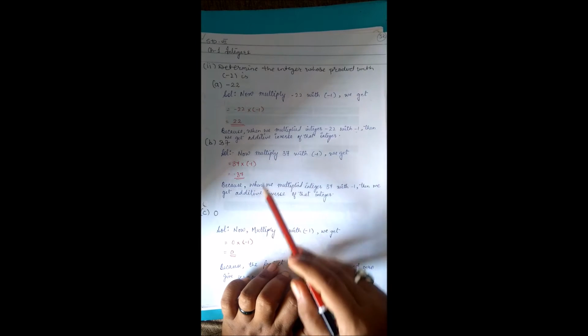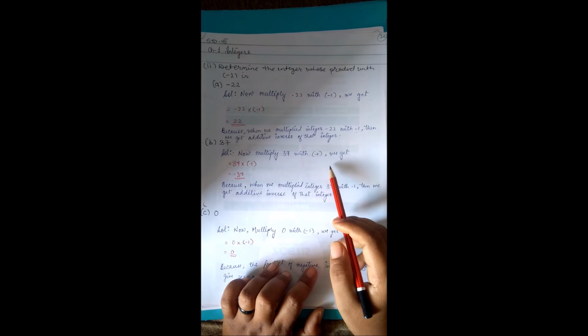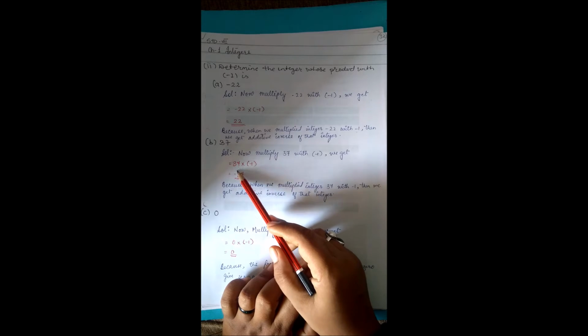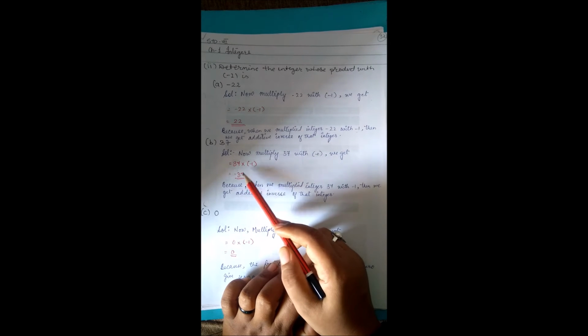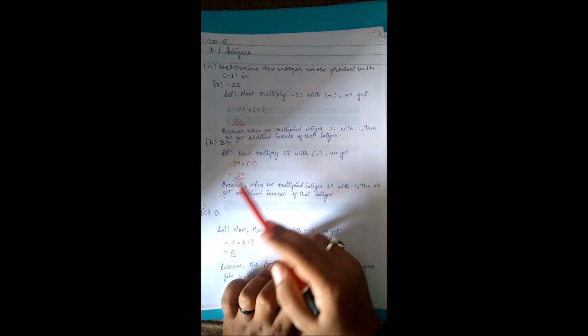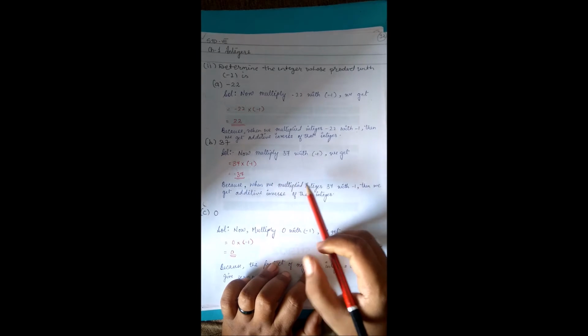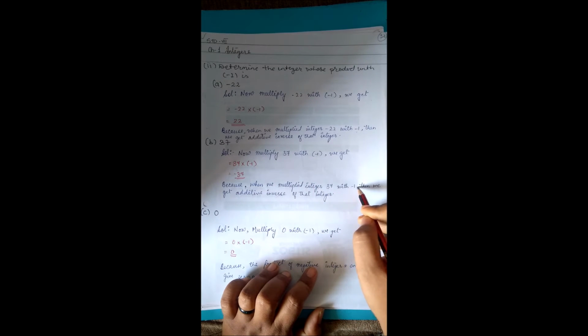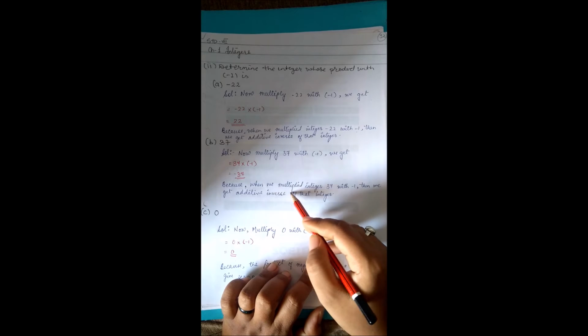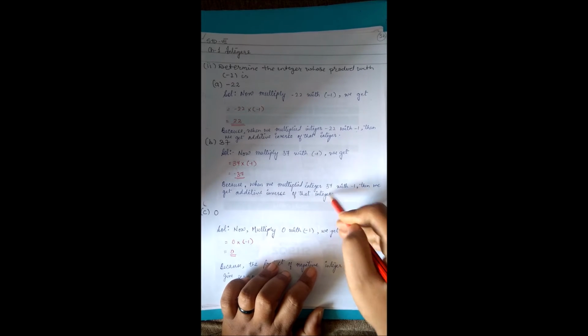Next is 37. So now we will multiply 37 with minus 1. So we will get 37 into minus 1. 37 into 1 is 37 and minus. Because when we multiplied integer 37 with minus 1, then we get the additive inverse of that integer.